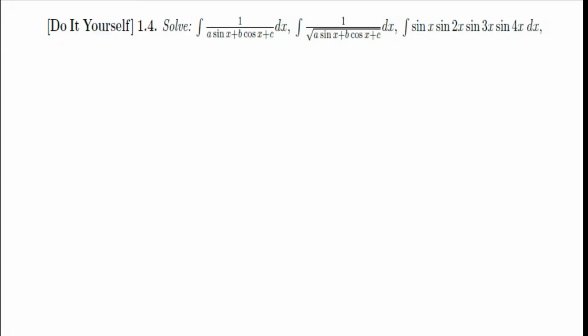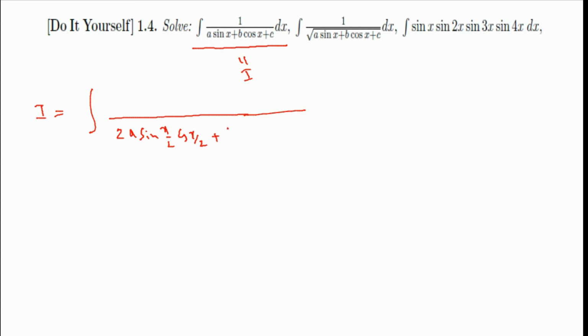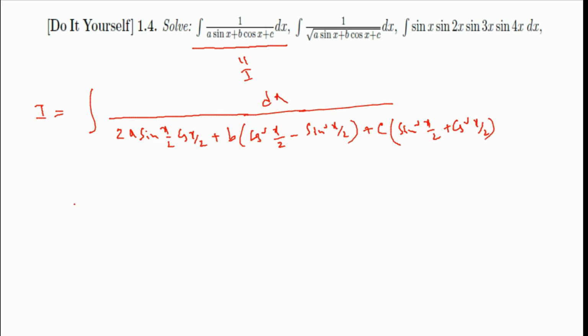Now another type of integration is that one. So dx by a sin x plus b cos x plus c. Just multiply I. So I equal to, just write this as 2a sin x by 2 cos x by 2 plus b into cos square x by 2 minus sin square x by 2 plus c into this 1, so sin square x by 2 plus cos square x by 2 dx.